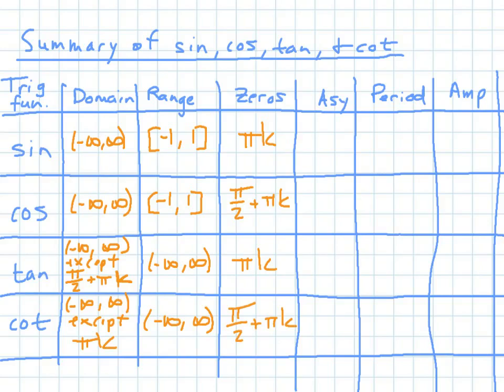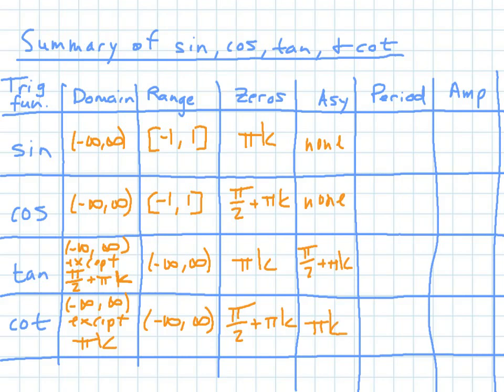Now asymptotes, sine and cosine never create any asymptotes on your graph. Tangent and cotangent, obviously they do, but that's where those exceptions were at. So for tangent, remember that was at pi over 2 plus pi k. So that's where it blocks the domain from being all reals. And then cotangent is the same way, but it's at pi k.